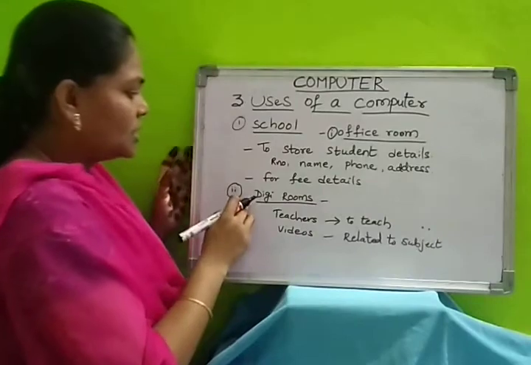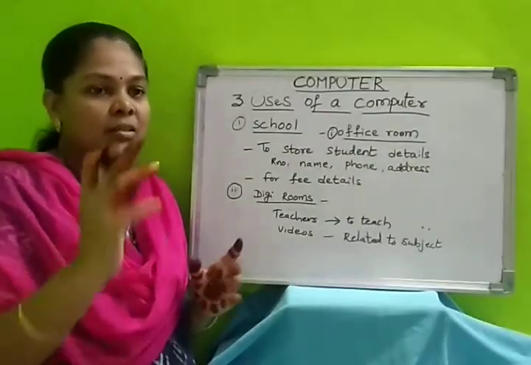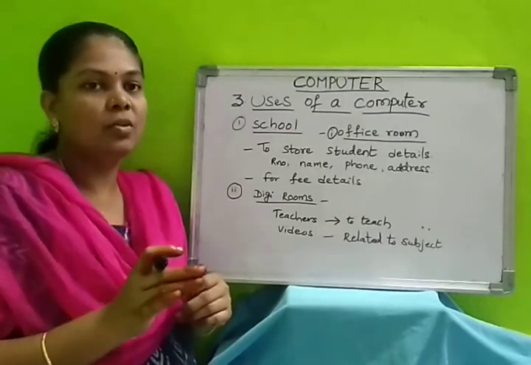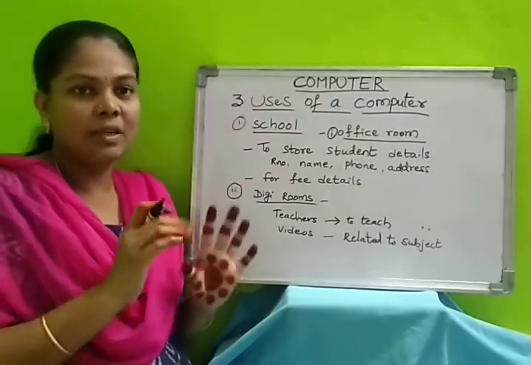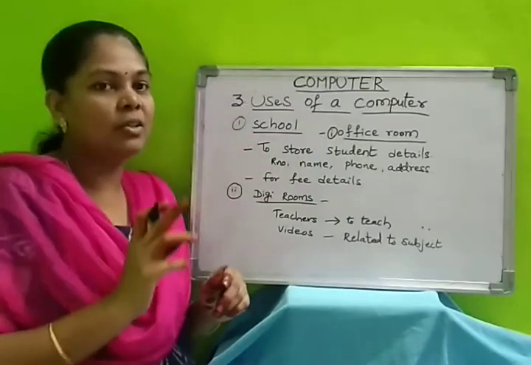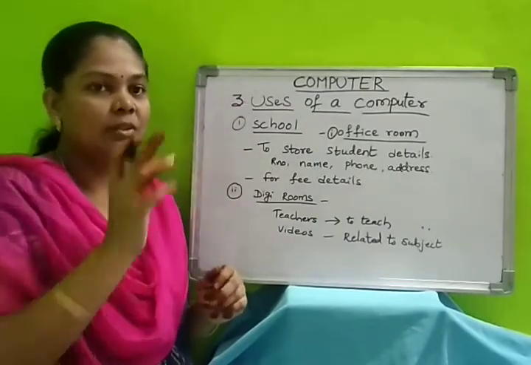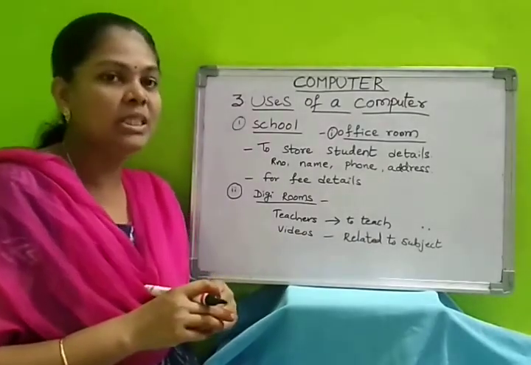And what will you see in the DG room? One big screen with a projector, and one CPU, keyboard, and mouse. When you want any animation story or subject-related video, we will type from the keyboard and select with the mouse. It is displayed on the monitor, we select it, and you can watch the story or video in the DG room, in the DG labs.